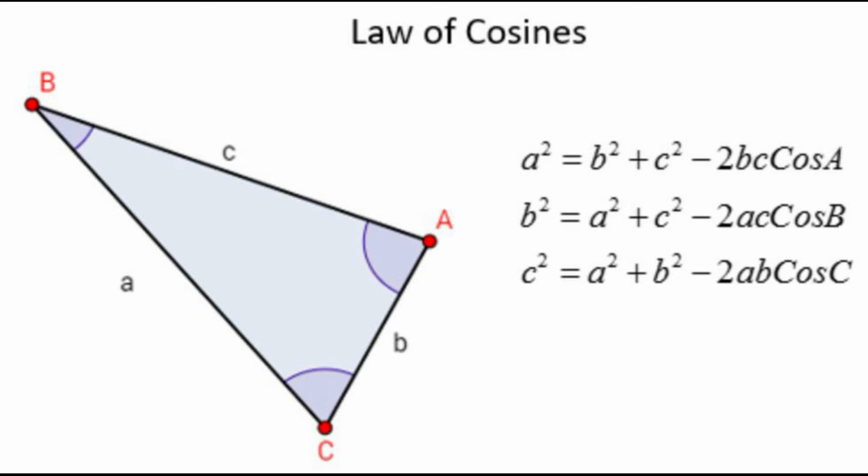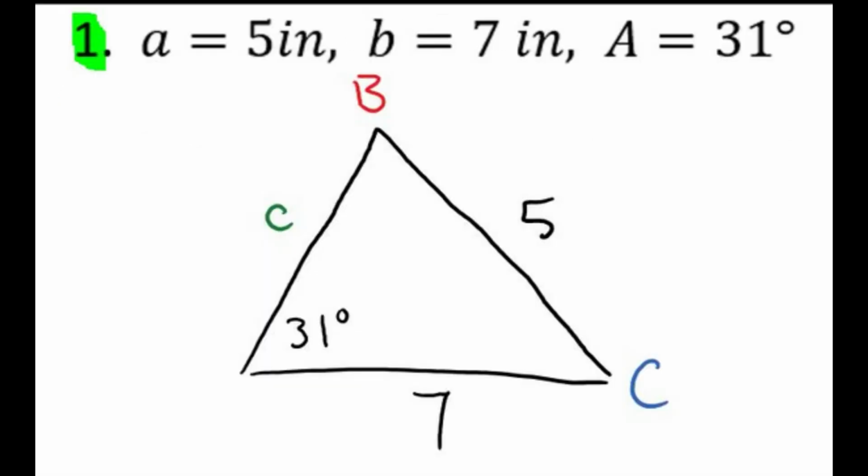Okay, so let's look at number 1. So number 1, they tell us that side A is 5, B is 7, and angle A is 31. So to draw this correctly, I kind of just drew a basic triangle. I didn't try and get too fancy or make sure my measurements were exact. It's just to give you something to look at.